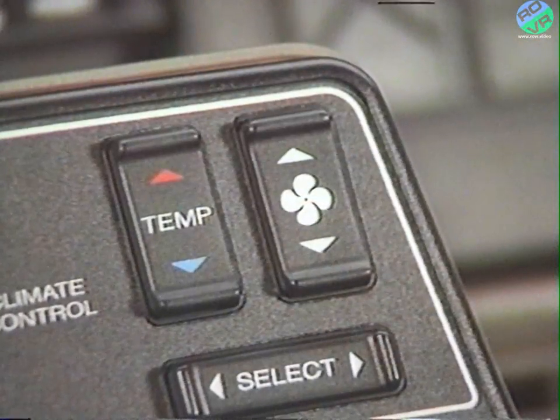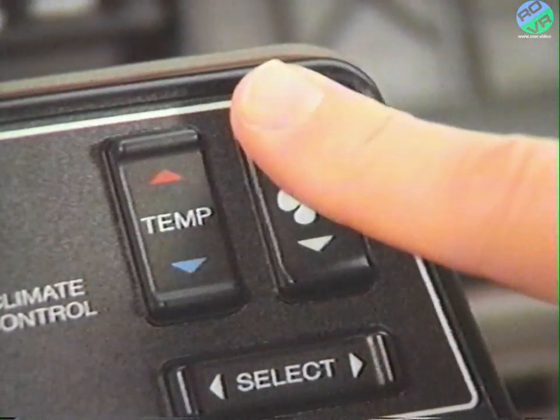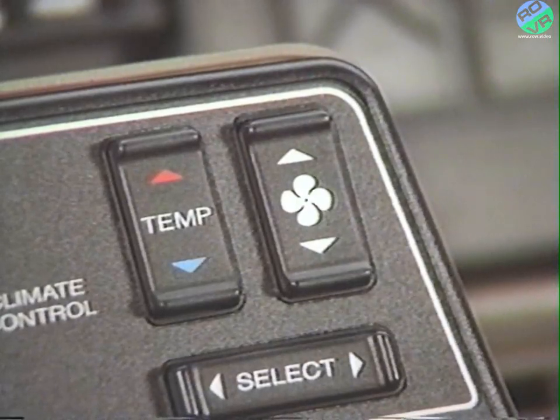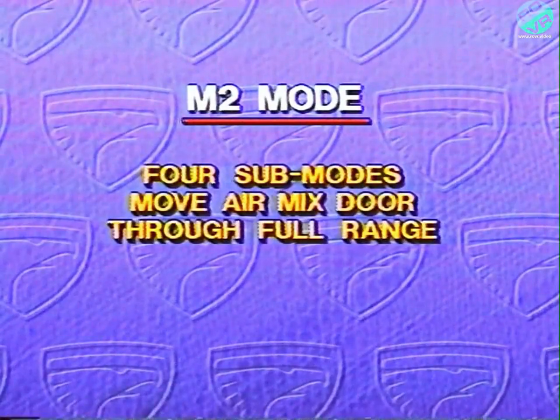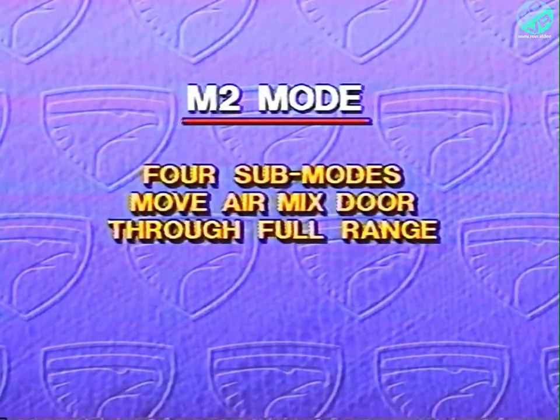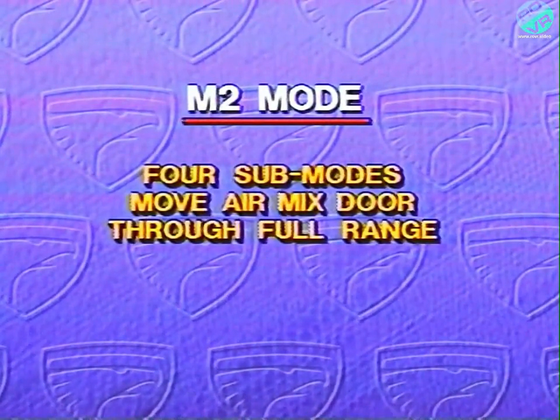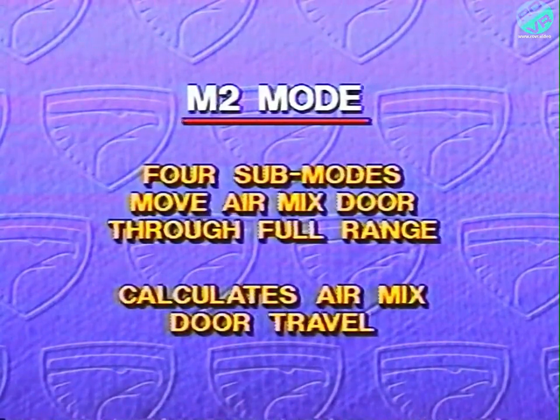To enter the M2 diagnostic mode, once again, press the blower up switch and release it. The 4 sub-modes in M2 move the air mix door through its entire range and, on AC systems, indicate the voltage the ACM is receiving on the feedback circuit. The ACM then uses these voltages to calculate air mix door travel.